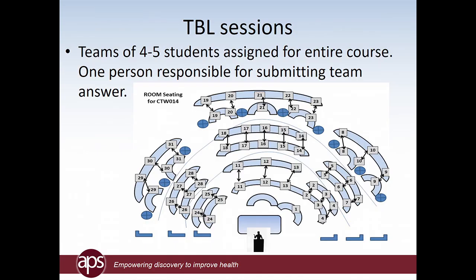Our rooms are set up like this, and you can see there that we have 31 groups of students, 4 to 5 students. We tend to set them up so that they're spanning 2 rows. That means the ones in front can turn around, talk to the ones behind. They can communicate effectively. All right?